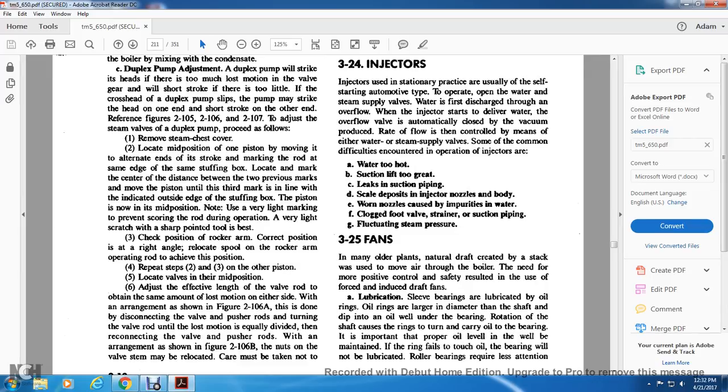The oil rings are larger in diameter than the shaft and dip into the oil well under the bearing. Rotation of the shaft causes the rings to turn, carrying the oil to the bearing. It is important that the proper oil level be maintained. If the ring fails to touch the oil, the bearing will not be lubricated.